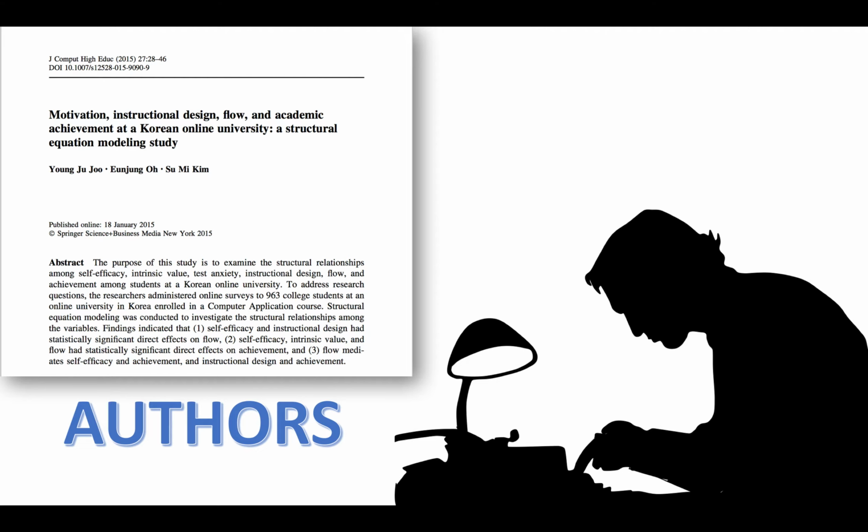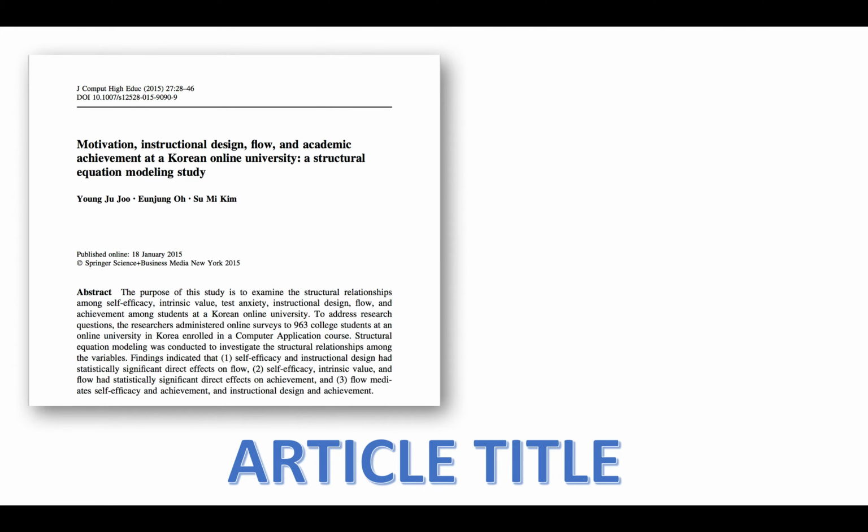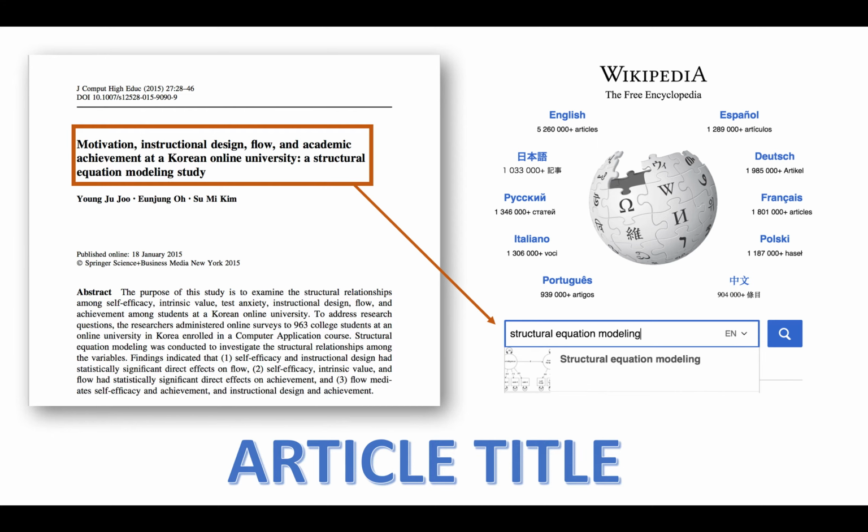The next step in pre-reading is to learn more about the authors of the article. Sometimes, to find out more about the author's background and research interest, I even Google them. Now that we know more about the audience and the authors, let's look at the article's title. Before I ever start reading an article, I always make sure that I understand all the words and phrases in the title. Sometimes I use Wikipedia to help me understand a new term, like structural equation modeling.